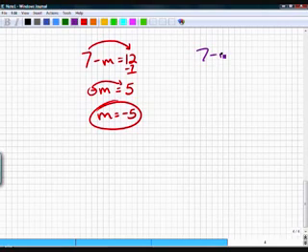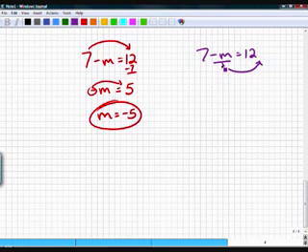7 minus m equals 12. When I look at a problem like this, and it's not as difficult for this one, but if I see that I have a negative variable, the first thing I do is take that negative variable and move it to the other side. Why do I move it to the other side? Because it becomes a positive variable. I no longer have negative m. Then I have just regular m.